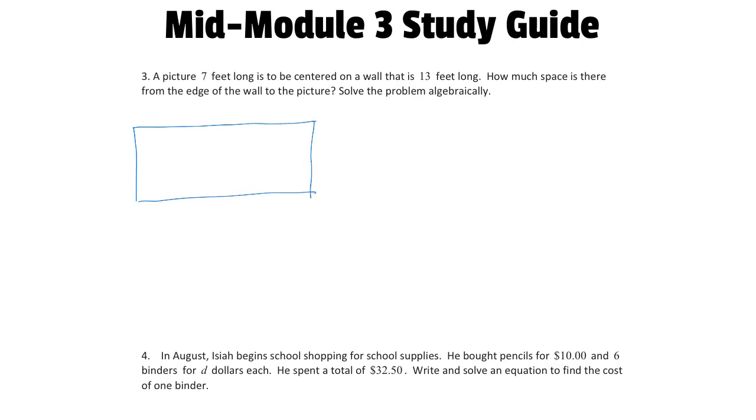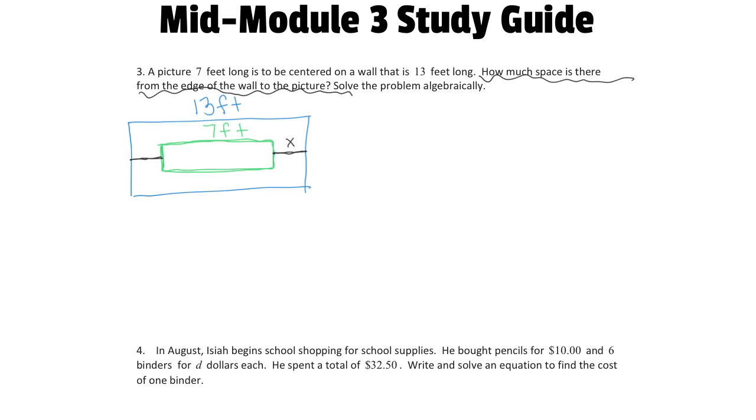So here is our wall, and we know that our wall is 13 feet long. Now we're going to put a picture in it, and the picture is said to be 7 feet long. And it is going to be centered on the wall. So what it's asking us is how much space is there from the edge of the wall to the picture. So what it wants is from the edge of the wall to the picture. So here and here. Because we don't know this, we can use x for the variable of our unknown space.